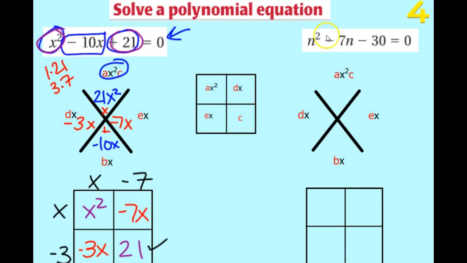Alright, next, multiply your first and your last term to get the top. Negative 30 times n squared is negative 30n squared. A negative 7n goes in the middle.